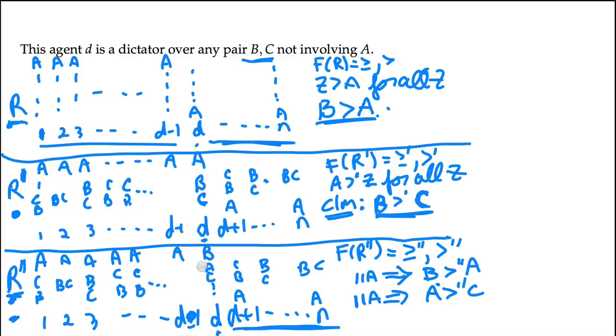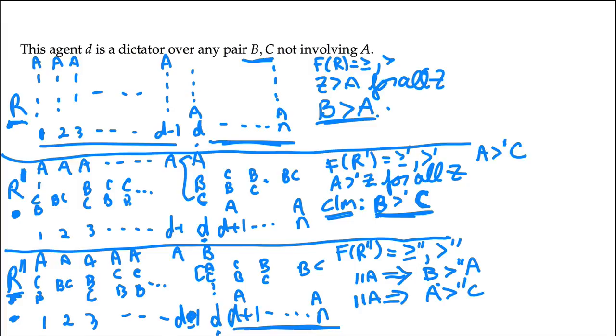Voter D ranks A strictly ahead of C. And then the voters after D, D plus 1 up to N, have A ranked at the very bottom in both R prime and R double prime. So the relative rankings of A and C are exactly the same in R prime as they are in R double prime. Now under R prime, we had that A was ranked at the very top. So A must be ranked strictly ahead of C. So by independence of irrelevant alternatives, society has to rank A strictly ahead of C under R double prime.